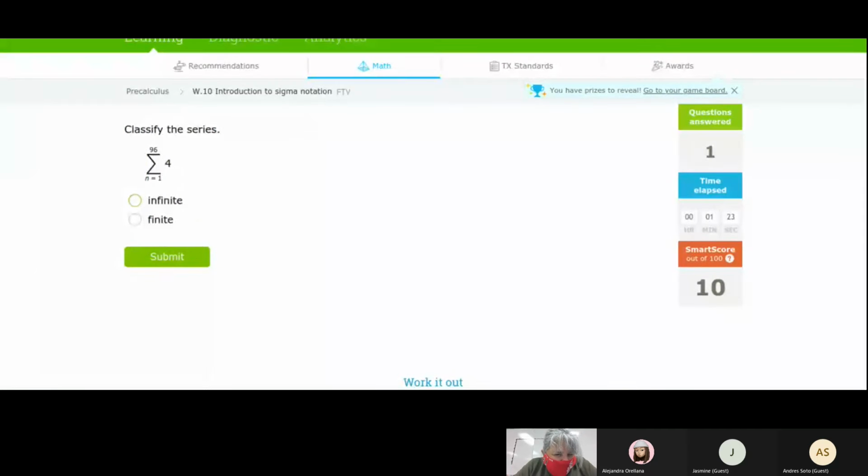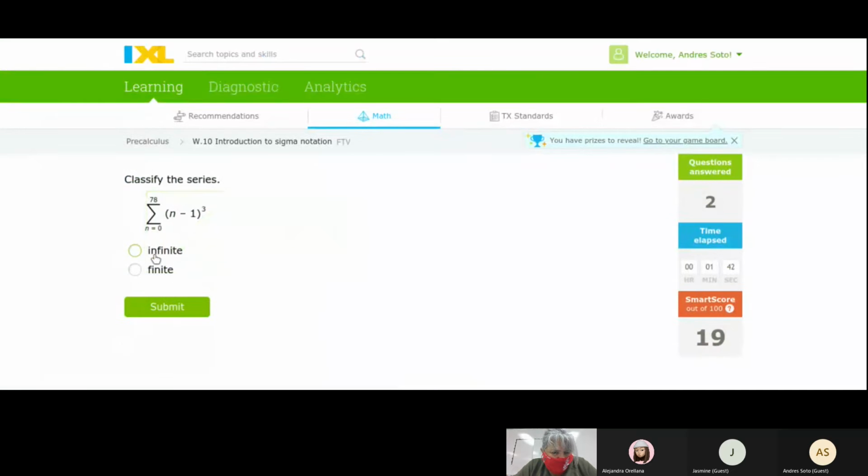Okay, this one's really similar. It's finite. If it's infinite, it has an infinity symbol up there. You'll know it when you see it. So this is finite and goes from 1 to 96. So it has 96 terms, right? Okay. Also finite. But see how it goes from 0 to 78? So it actually has 79 terms, including 0. Because it didn't start with 1, so it has an extra term. So it's 79 terms.